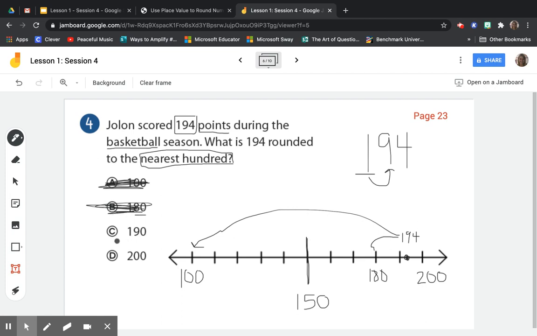Next one, 190. Oh, again, that's really close. That's super close. But that's a 10, not 100. I'm gonna cross it off. Let's double check. 194 would round to 200, not 100. So D is correct. Way to go.